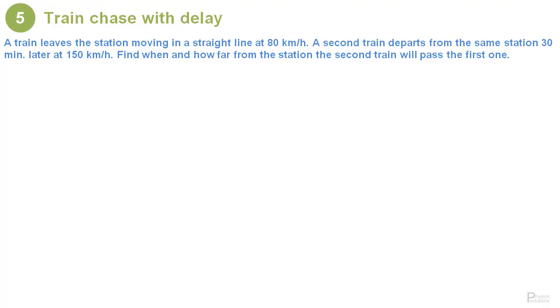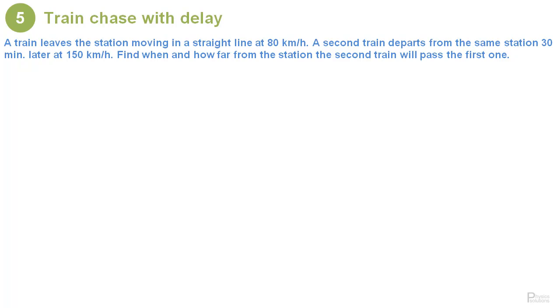A train leaves the station moving in a straight line at 80 kilometers per hour. A second train departs from the same station 30 minutes later at 150 kilometers per hour. Find when and how far from the station the second train will pass the first one.